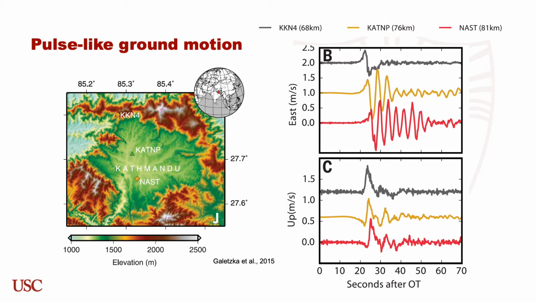A very noticeable feature about this earthquake is that its ground motions have very prominent impulsive signals. There were three stations recording the horizontal and vertical ground velocities. KKN4 is on the bedrock, and the rest of the two stations are on the Kathmandu Basin. In the horizontal component, there are source-related impulsive signals and basin-related oscillations. More apparently, in the vertical component, there are impulsive signals with very similar dominant periods.